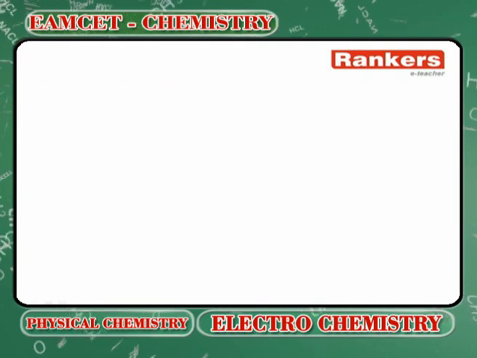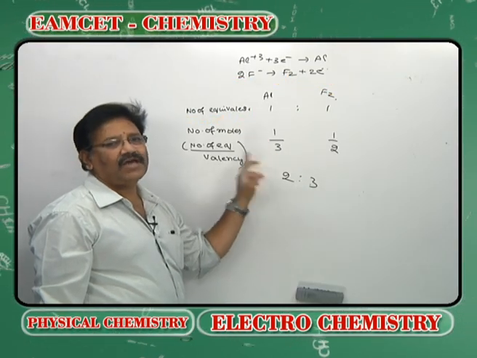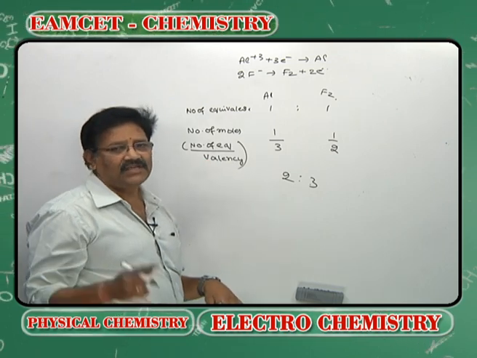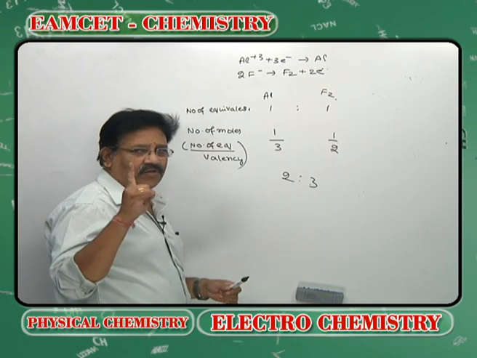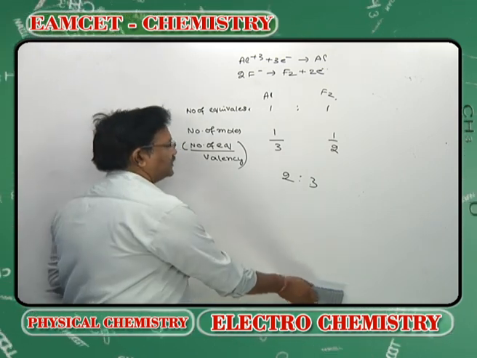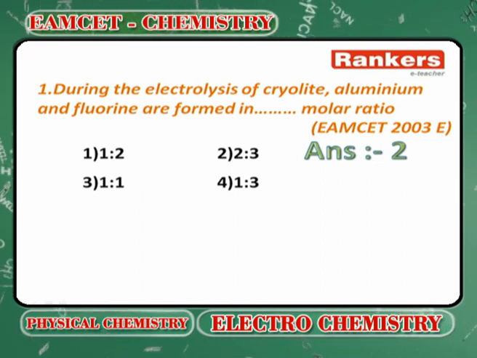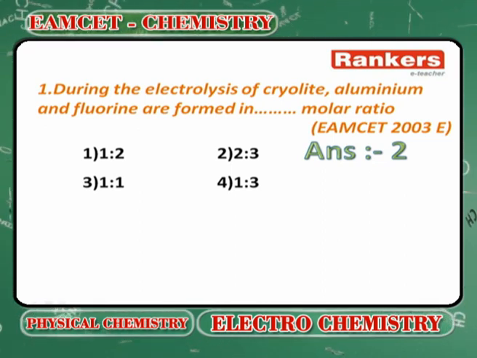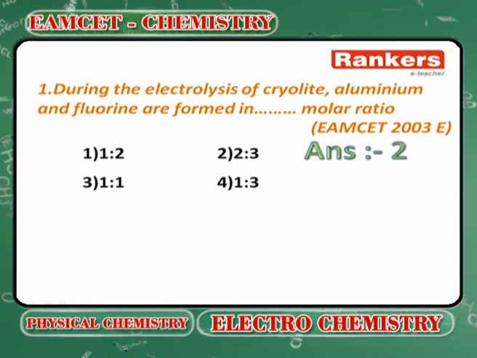This is the way. How do you get the number of the moles? Number of equivalents by valency. What do you mean by valency? Number of electrons involved during the formation of 1 mole of the elements. For aluminum, how many electrons are involved? 3. For 1 mole of fluorine, how many electrons are involved? 2. That is why valence is taken as 2.